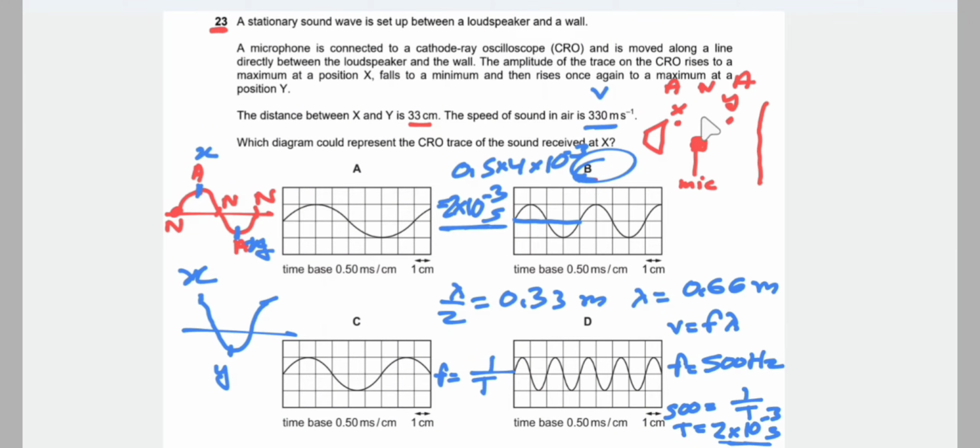And you also have to remember that the distance between two antinodes is half the wavelength, so lambda by 2. The distance between two adjacent antinodes or two adjacent nodes is half the wavelength. For example, here the adjacent two nodes are half the wavelength apart and the adjacent two antinodes are also half the wavelength apart.